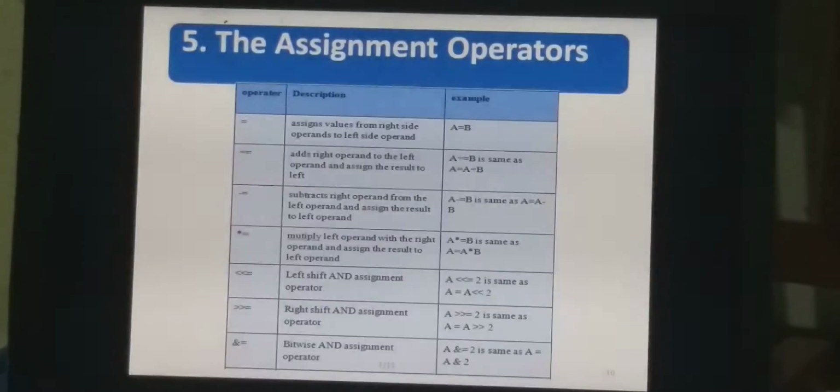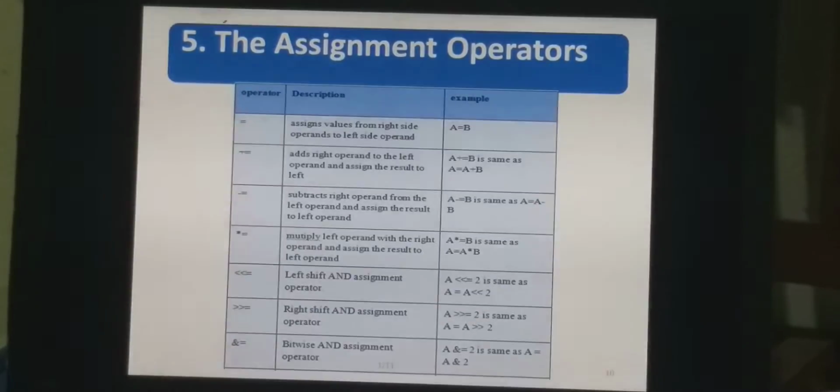Then the fifth one is the assignment operator. Assignment is simply to assign a value to a variable. Normally we use the equal symbol. This equal symbol can be combined with an arithmetic operator like plus, minus, anything, and it will be used like this. The operators and the examples are given here, you just refer.